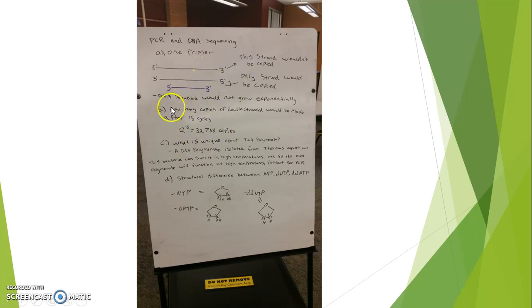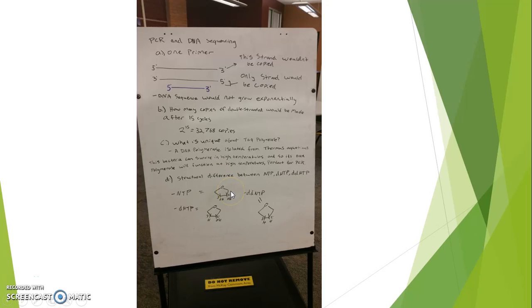The next problem asks how many copies of the double-stranded DNA would be made after 15 cycles. Since you have 2 strands after each cycle, you take that 2 and raise it to 15, and so after that you're going to have 32,768 copies.